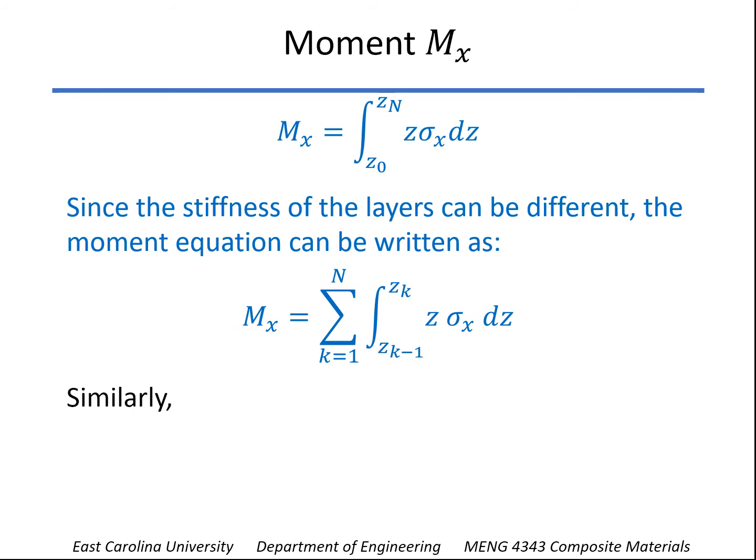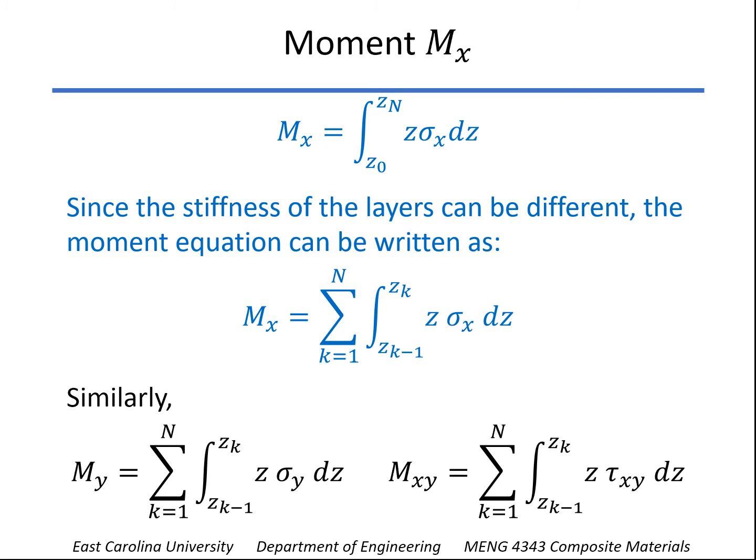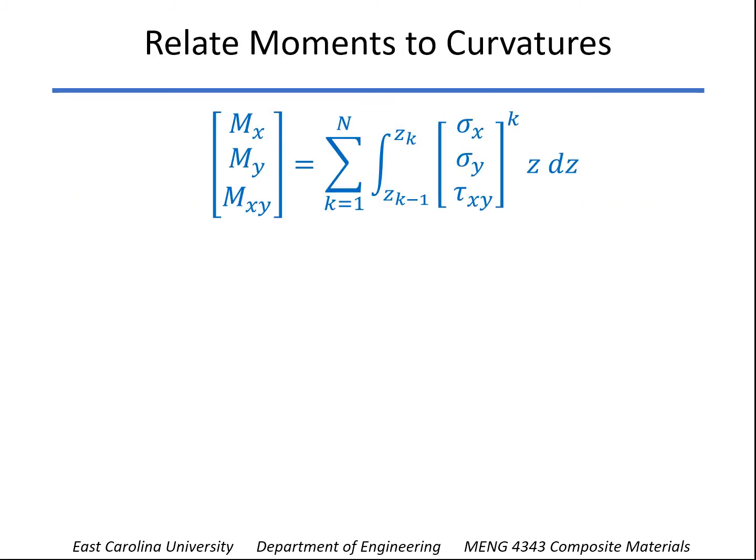Similarly, we have similar equations for M sub y and M sub xy. M sub y is based on the normal stresses in the y direction, sigma y, and M sub xy is based on the shear stress tau sub xy. We can put all those together in this matrix form here. The k superscript, remember, is just for the kth layer. So for each layer, we're doing the integral of the stress times z dz, and then we're summing those up over the number of layers.